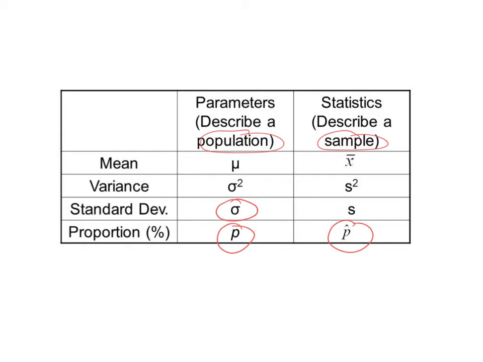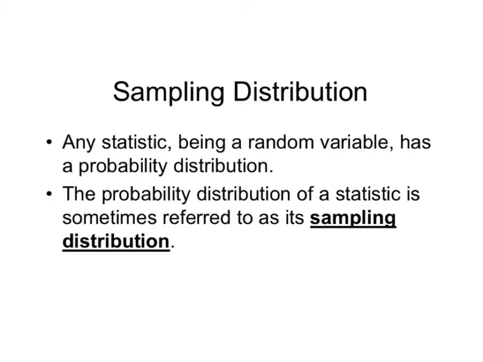Now, also recall that for sampling distributions, any statistic, being a random variable, has a probability distribution. And the probability distribution of a statistic is sometimes referred to as its sampling distribution. So remember, when you hear the word statistics, we're talking about x bars or p hats or s's or s squareds. Those are statistics, and they all have sampling distributions. And today we're going to focus mainly on the distribution of p hat.